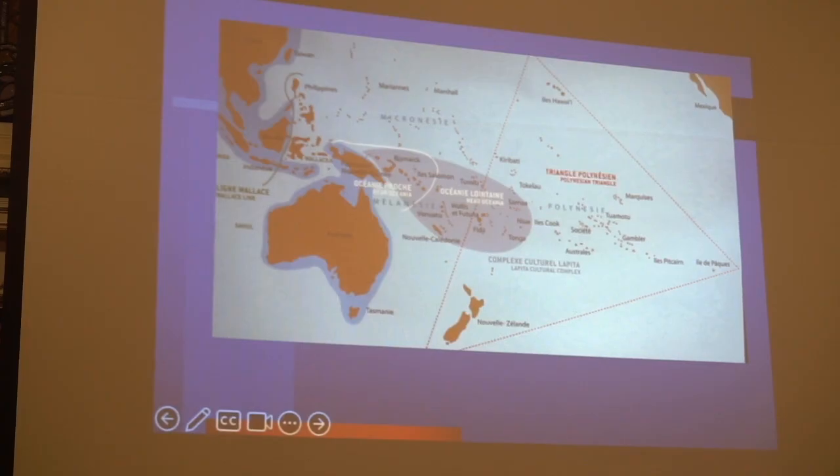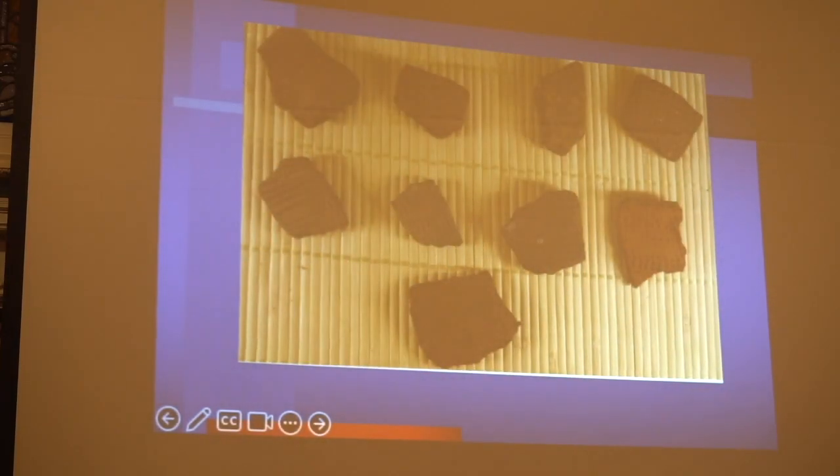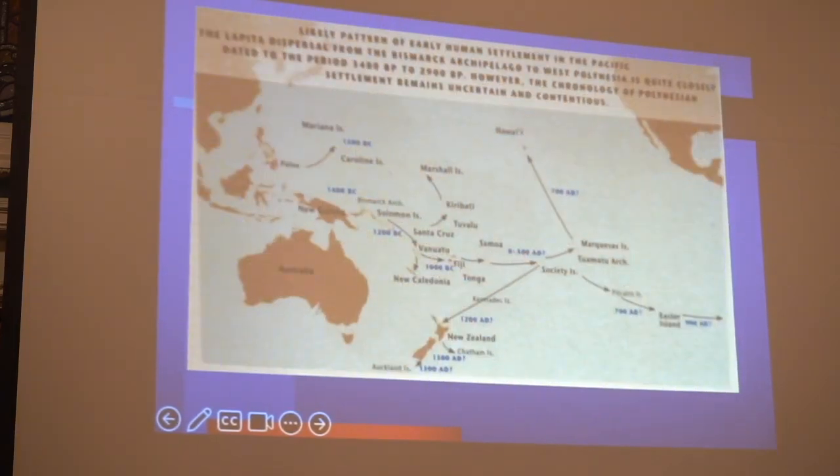Manish, did you have a question? Oh, okay. So this is an example of Lapita-ware from the Peabody Essex Museum. And this is the kind of thing that they would find in middens and things of that nature.